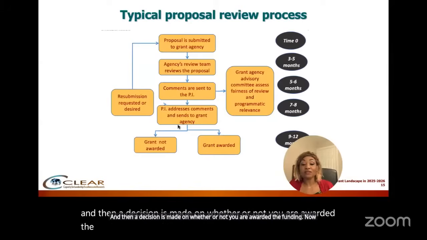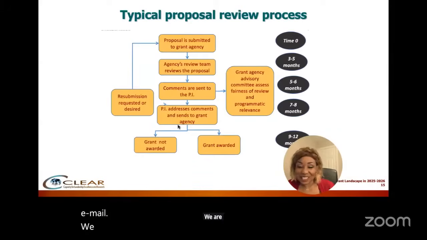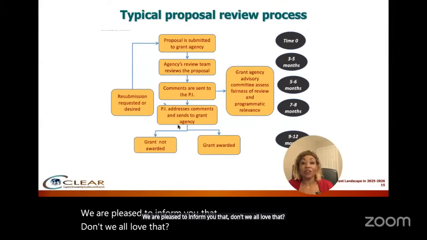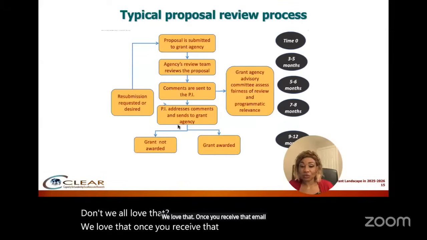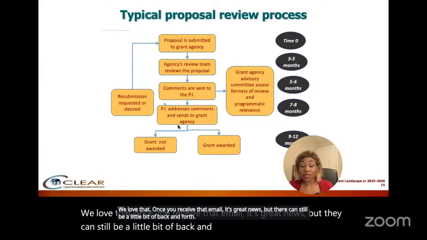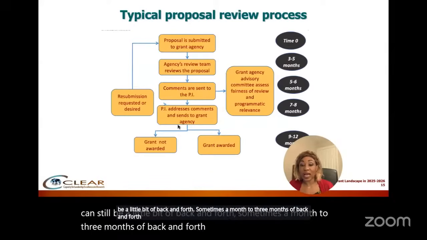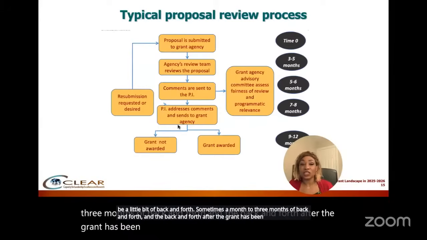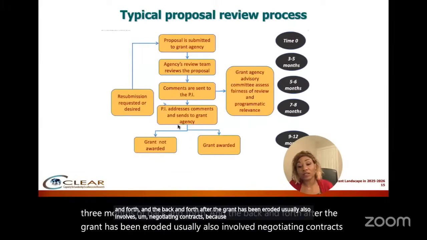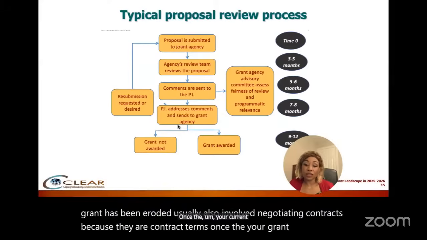Now, remember, even once you receive that email, we are pleased to inform you that, don't we all love that? We love that. Once you receive that email, it's great news, but there can still be a little bit of back and forth. Sometimes a month to 3 months of back and forth, and the back and forth after the grant has been awarded usually also involves negotiating contracts because there are contract terms once your grant proposal has been awarded.